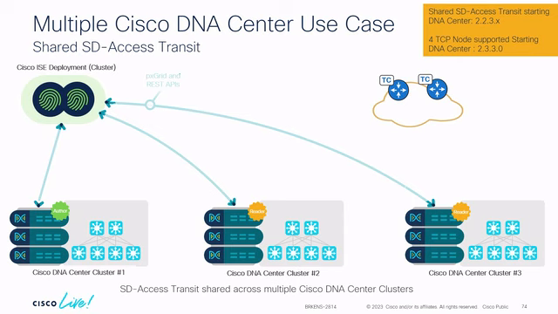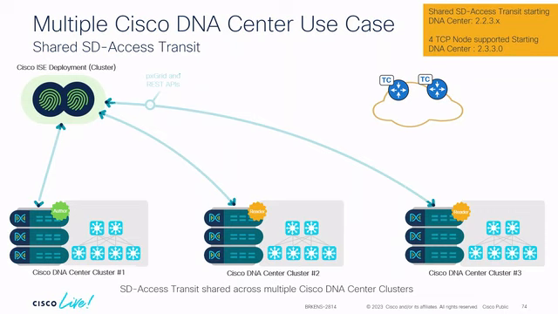But what if I have multiple DNA Center clusters and I want to carry this tag seamlessly across multiple clusters and multiple sites? That's where this shared SD-Access transit will come in. So multiple DNACs, each DNAC has its own Fabric sites, and all these DNACs are connected across my WAN.